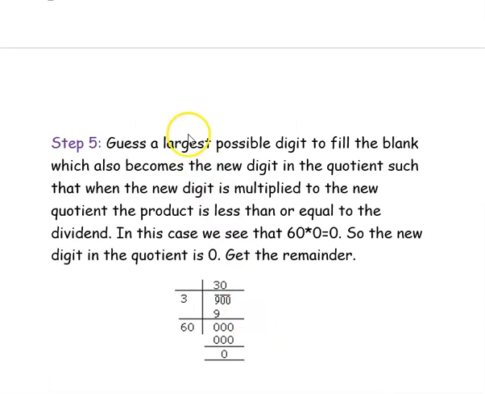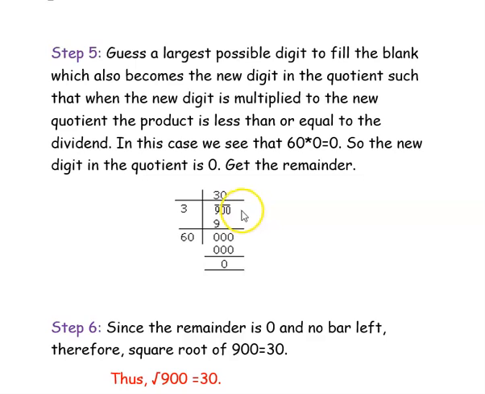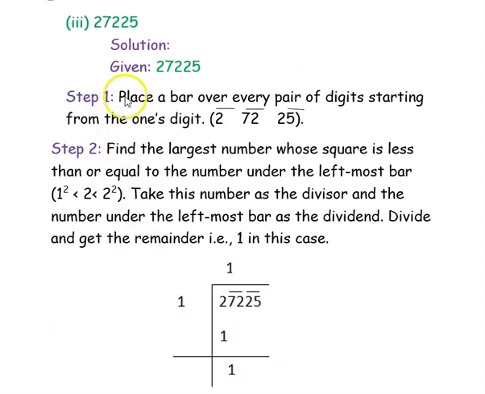So the next step, we want to guess the largest possible number to fill this blank, which also becomes the new quotient. So now 60 times, I have just put 0 here. So 60 into 0 is 0, 0, 0. So 0 minus 0 is 0. Since the remainder is 0 and there is no bar left, therefore the square root of 900 is 30.